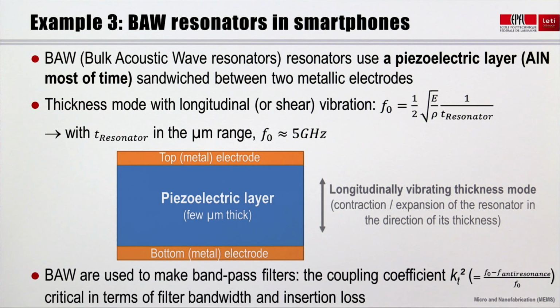BAW resonators are used to implement bandpass filters. I'll get back to this in the next slide. In this sense, the so-called kT-square coupling coefficient is critical in terms of filter bandwidth and insertion loss. The kT-square is given by the ratio between the difference between the resonance frequency and the anti-resonance frequency divided by the resonance frequency. In fact, the kT square depends on piezoelectric material properties. Therefore, the deposition and further process of the piezoelectric layer is crucial.